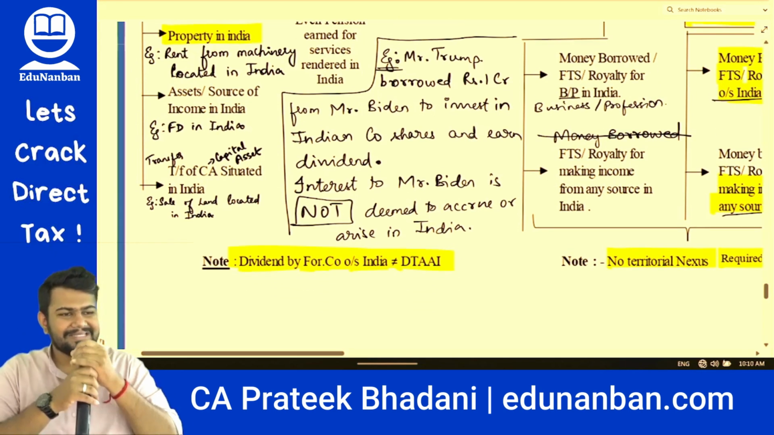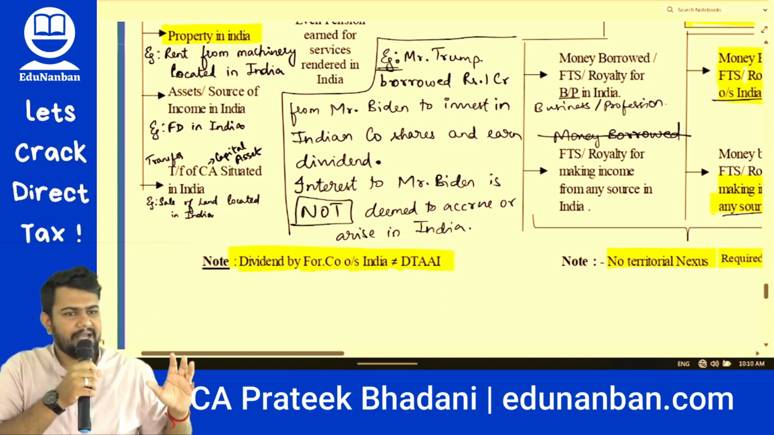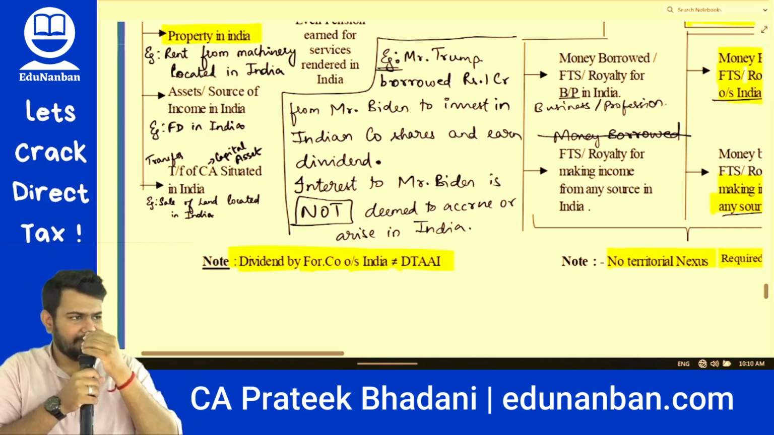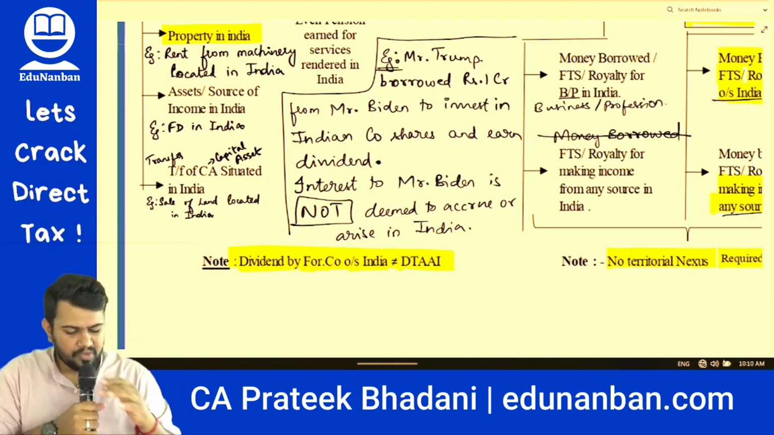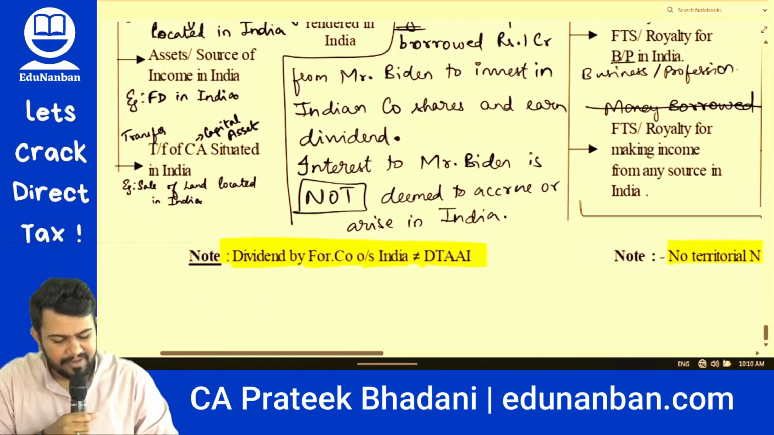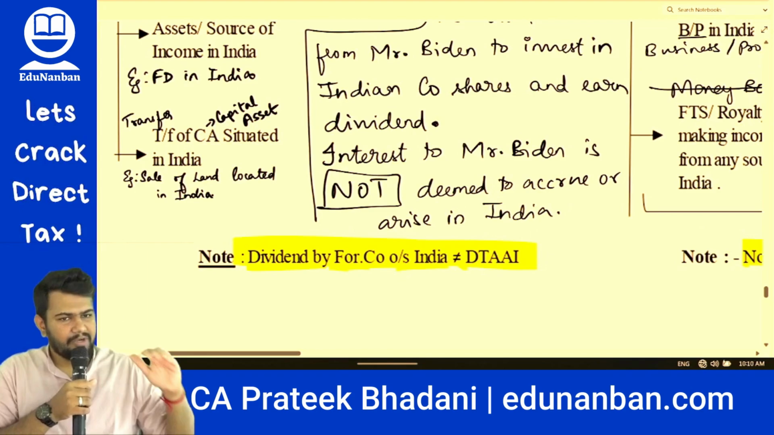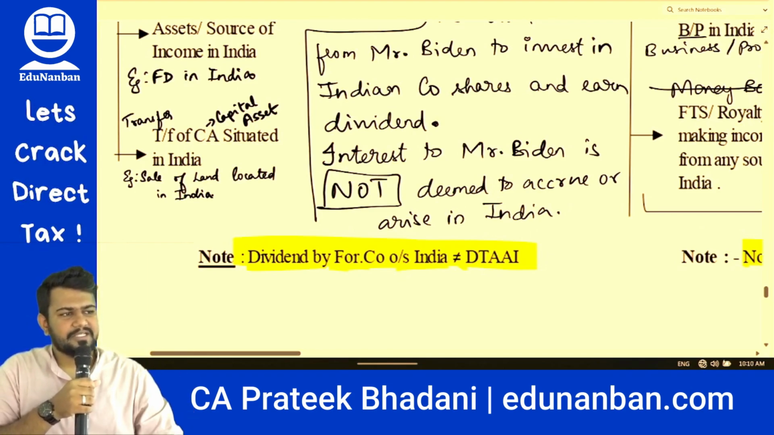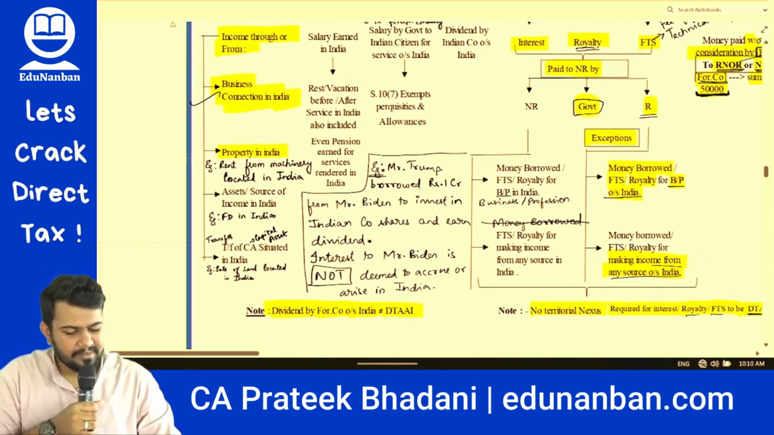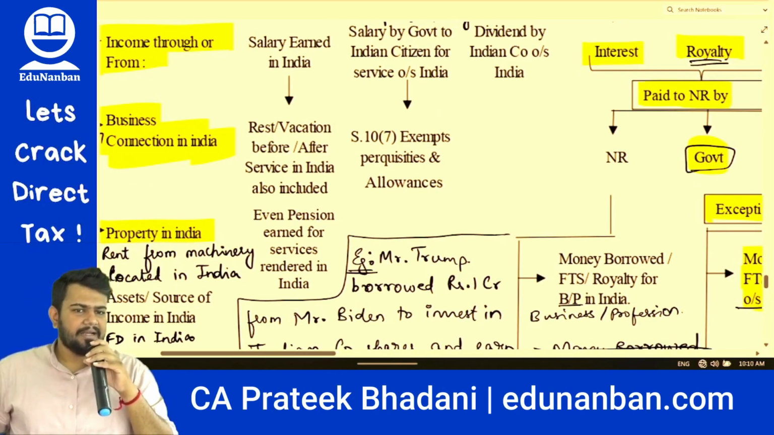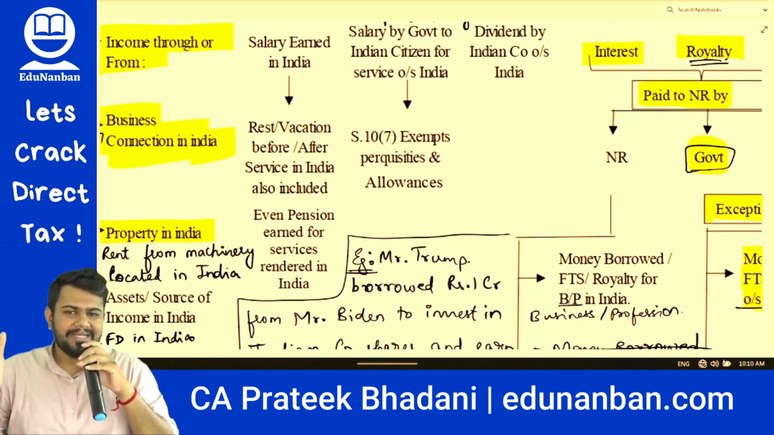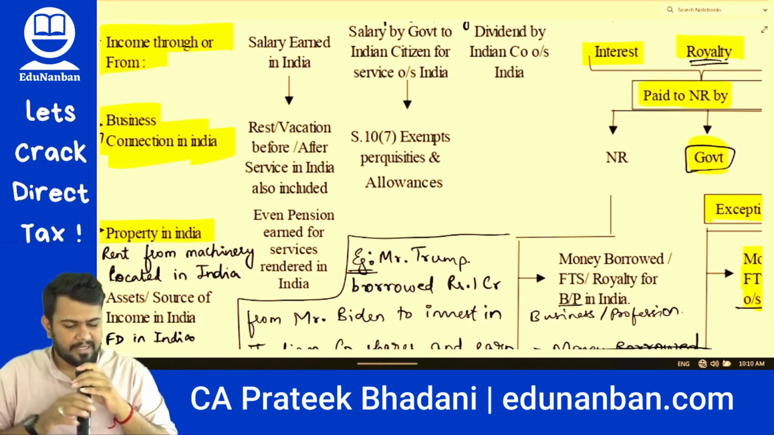Next, if there is any capital asset situated in India, if you sell that capital asset, then the amount received on sales will be income deemed to accrue or arise in India. For example, there is a land, you have sold that land, then the income from such sales will be deemed to accrue or arise. Next, salary earned in India. If a person is working in India and earning the salary, it will be deemed to accrue or arise in India.